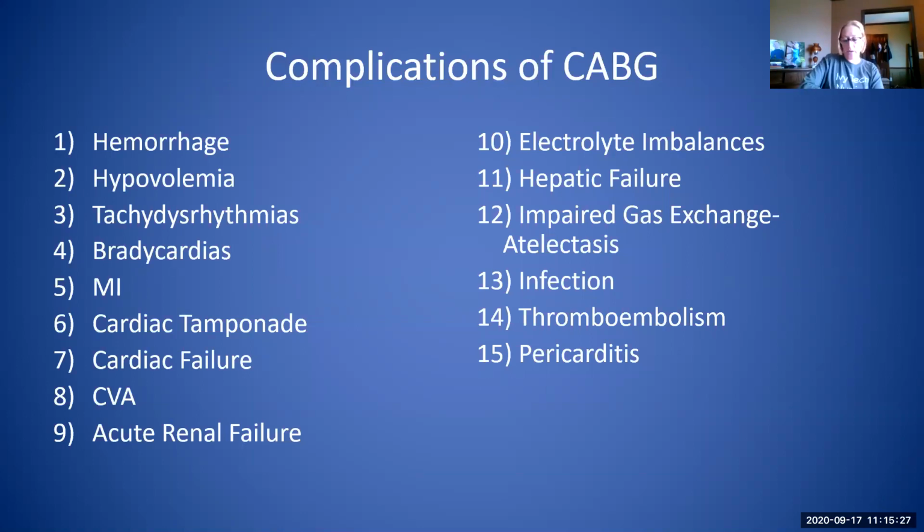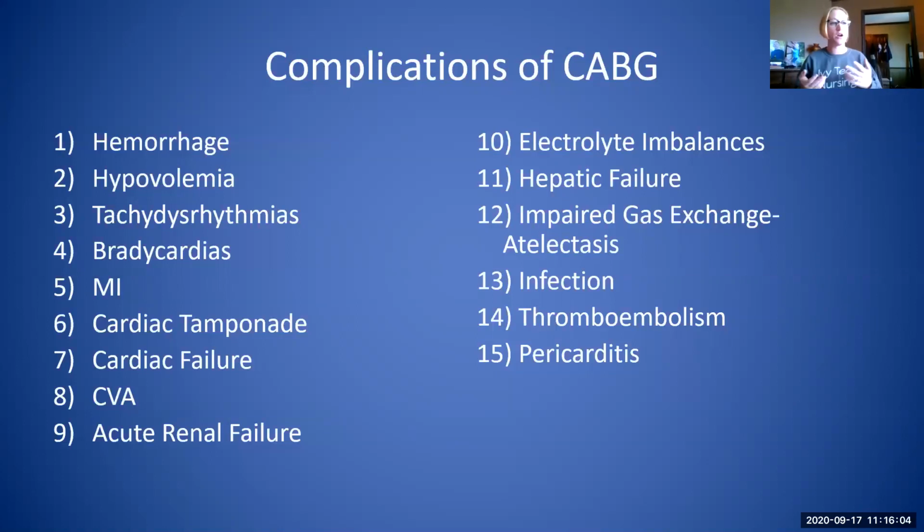Complications following our CABG. Hemorrhage is a big one. Of course, you're cracking open someone's chest and that could potentially lead to hemorrhaging. Hypovolemia, dysrhythmias, bradycardias, tachydysrhythmias, all those things. It just depends on what part of the heart is being affected. They could still wind up with an MI if for whatever reason they're not getting that heart muscle reperfused quickly. Cardiac tamponade being a big one, if they bleed into that pericardial sac.